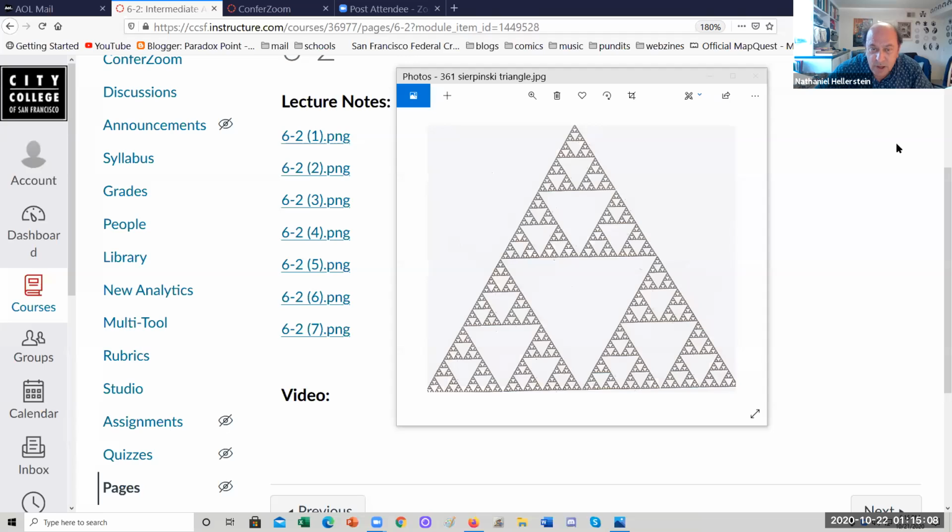This Zoom session is being brought to you by the fractal Sierpinski triangle.